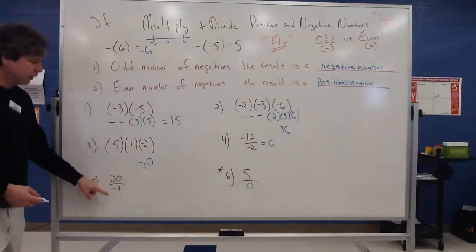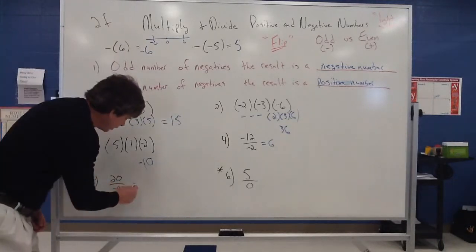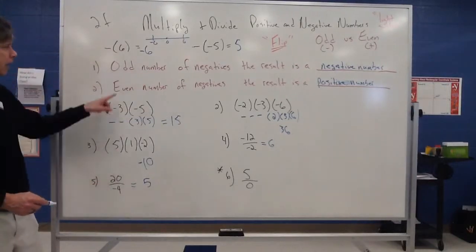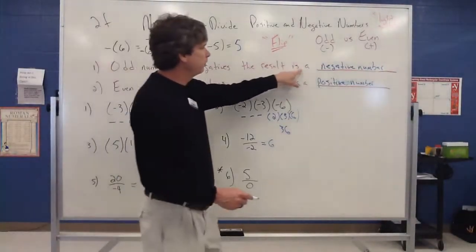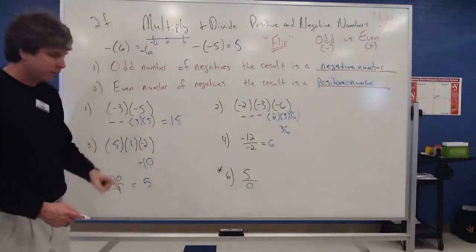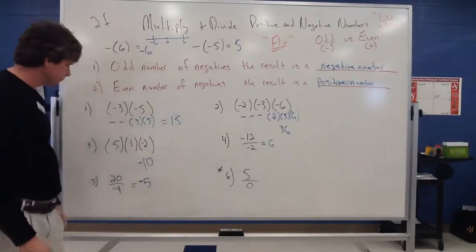So when I do 20 divided by negative 4, notice I can just go 20 divided by 4, which would be 5. But notice how there's only one negative. An odd number of negatives, that result will be a negative number. So since there's only one negative, an odd number of negatives, that becomes a negative 5.